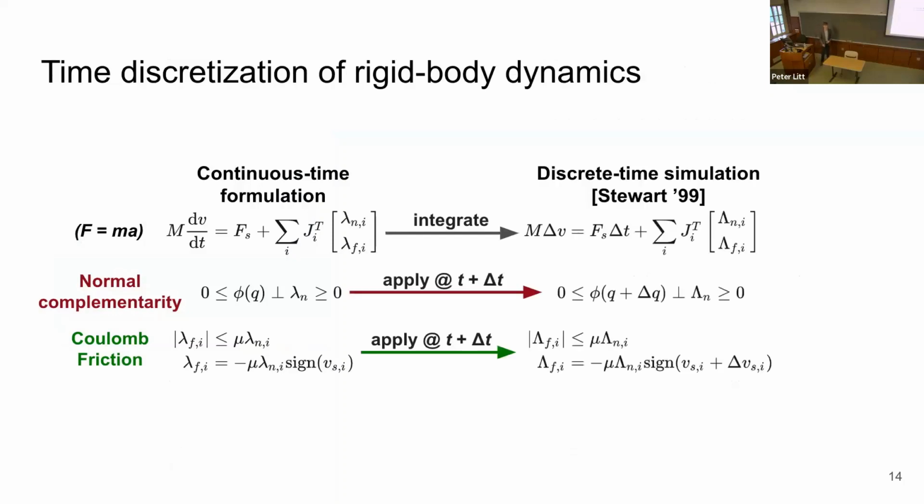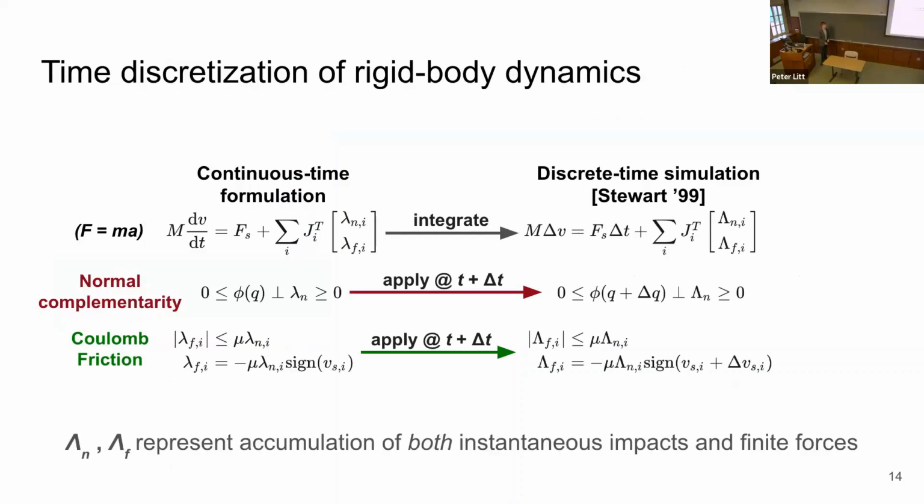These laws describe how these systems move in continuous time, but in practice, when we work in computational environments, we have to discretize the time domain in some way. And this amounts to integrating Newton's laws through time and applying these contact constraints only at the end of a finite time step of length delta t. And in doing this, we end up capturing a net contact impulse over this interval, which includes both instantaneous impacts and integrations of finite forces over time.